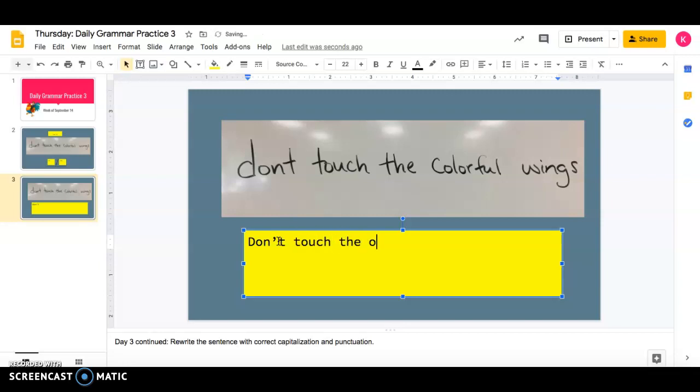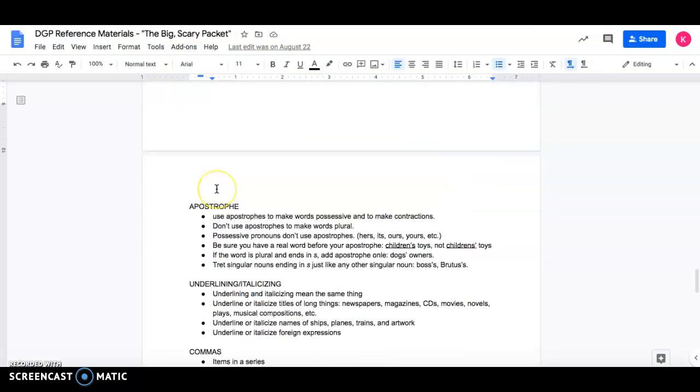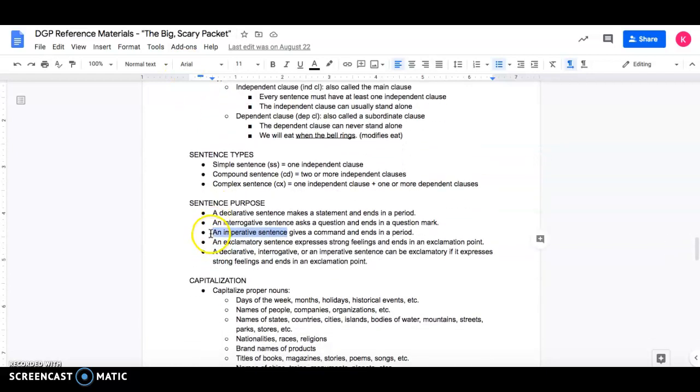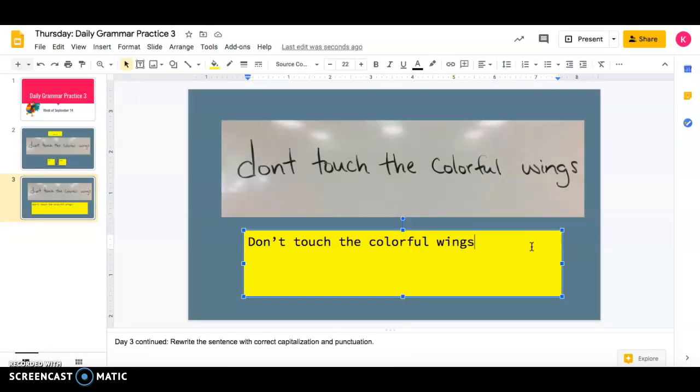Now we don't have to worry about spelling of the words in the sentence. They'll always be spelled right. And finally, we need a piece of punctuation at the end of every single sentence. We said that this sentence is an imperative sentence. And if we look back at imperative, there we are, gives a command and ends in a period. So that kind of spells it out for us. We need to end our sentence with a period.